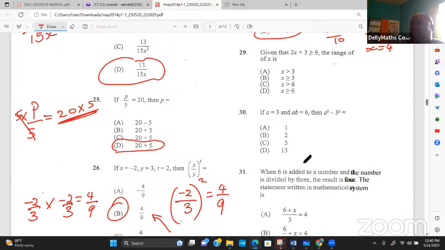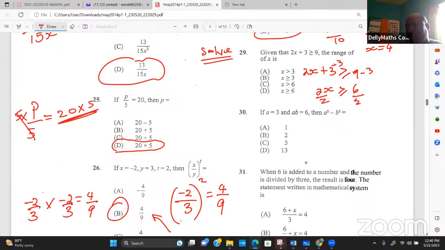Given that 2x plus 3 is greater than or equal to 9, the range of x is what? All you have to do is solve this. Just solve it, and then you interpret. So 2x plus 3 is greater than or equal to 9. I'm going to minus 3 from both sides. So I'm left with 2x is greater than or equal to 6. Then I'm going to divide by 2. There it is. So x is greater than or equal to 3.